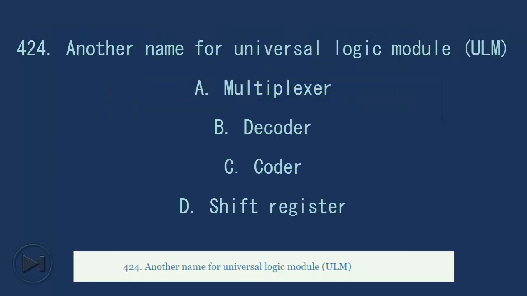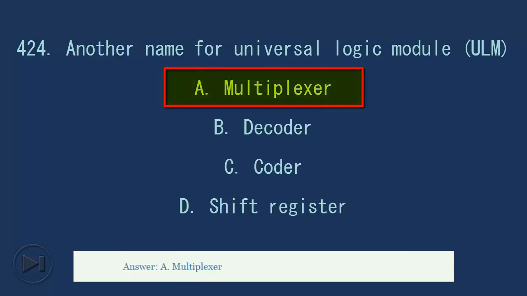424. Another name for universal logic module, ULM. A. Multiplexer. B. Decoder. C. Coder. D. Shift register. Answer, A. Multiplexer.